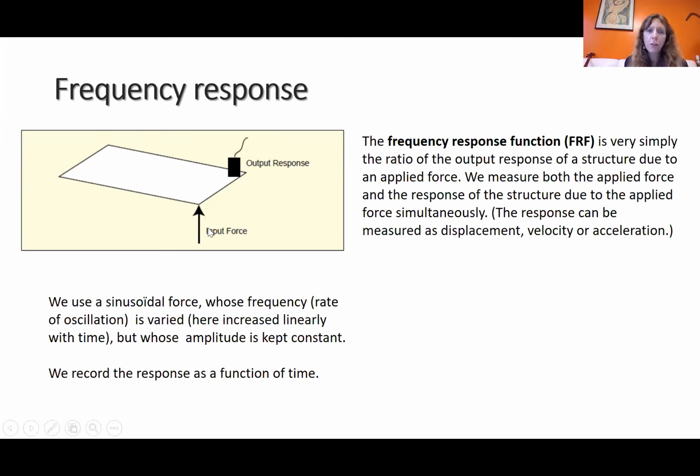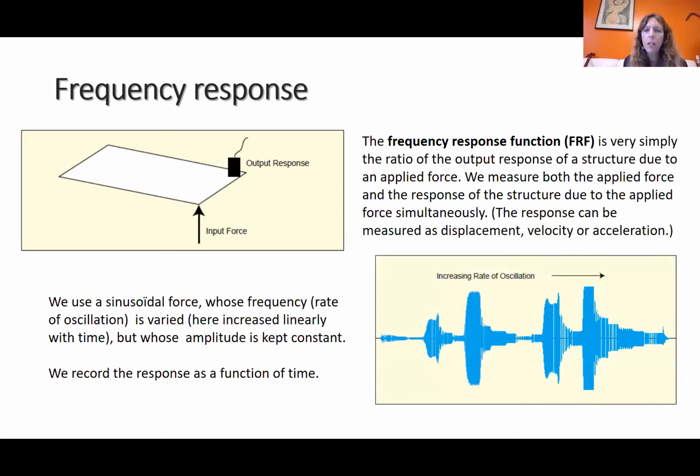For the input force, we use a sinusoidal force whose frequency, so the rate of oscillation, is varied. For example, here we will increase it linearly with time, but its amplitude is kept constant. And then we record the response as a function of time. And what do we see? This is the response. Here you have to imagine that this is the axis of time, but it's the axis of frequency as well, because we are increasing the frequency. Okay, so we excite with the sinusoidal force, and we increase the frequency. So here the frequency is increasing.